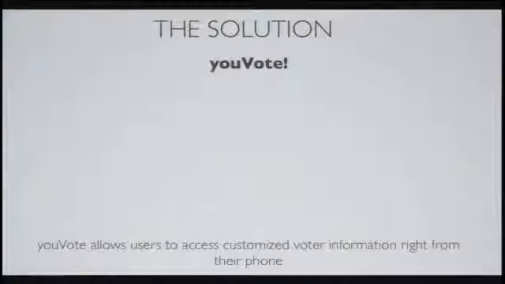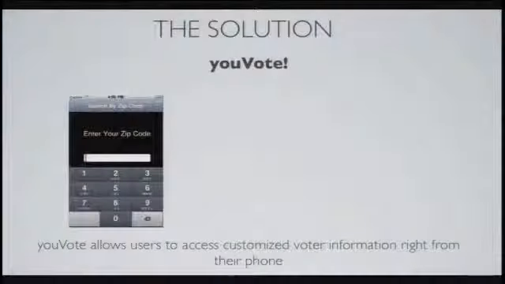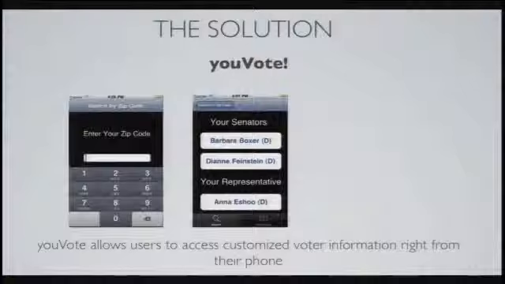So what I came up with was this app called YouVote. YouVote allows users to access customized voter information right from their iPhone, so they don't have to go onto some website. They can just get it right from their iPhone, the same place they're doing all the other things. It's very customized. On the main screen, you just enter your zip code, and the app is able to pull your senators and your representative. For example, I entered Stanford's zip code, 94305, and you get your 2 senators in Congress as well as your House representative.